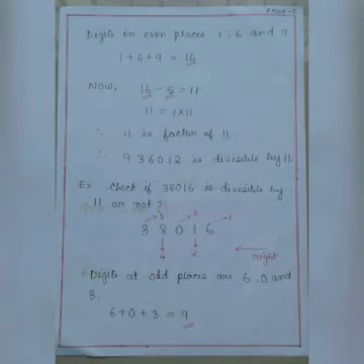Now the sum of digits of odd position is subtracted from the sum of digits of even position, which is 16 minus 5 is equal to 11. 11 is equal to 1 into 11, that is 11 is a factor of 11. Therefore 936012 is divisible by 11.